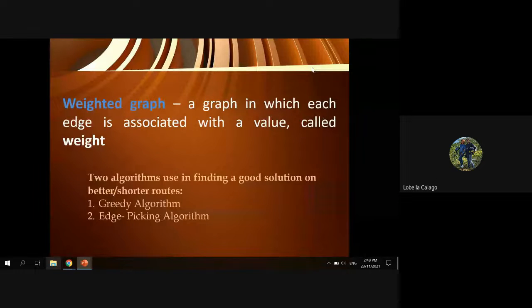So, ito din yung important sa weighted graphs. A graph in which each edge is associated with a value is called a weighted graph. Yung graph na may value, yung kanyang line segment ay may value. So, in finding the solution for the better or shorter routes, we can use the greedy algorithm or the edge picking algorithm.